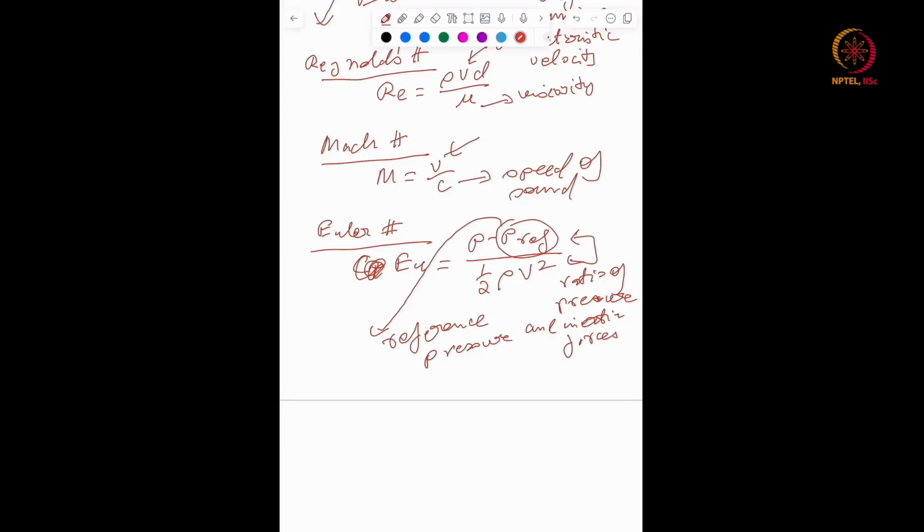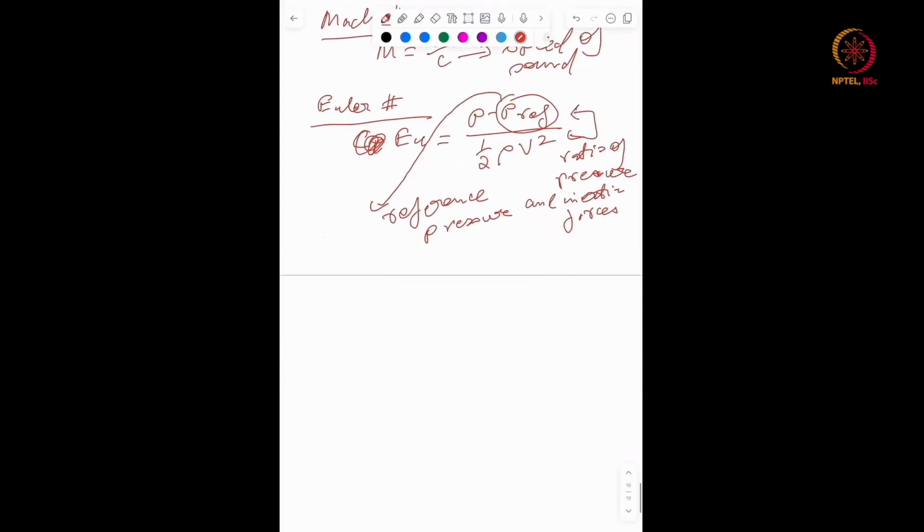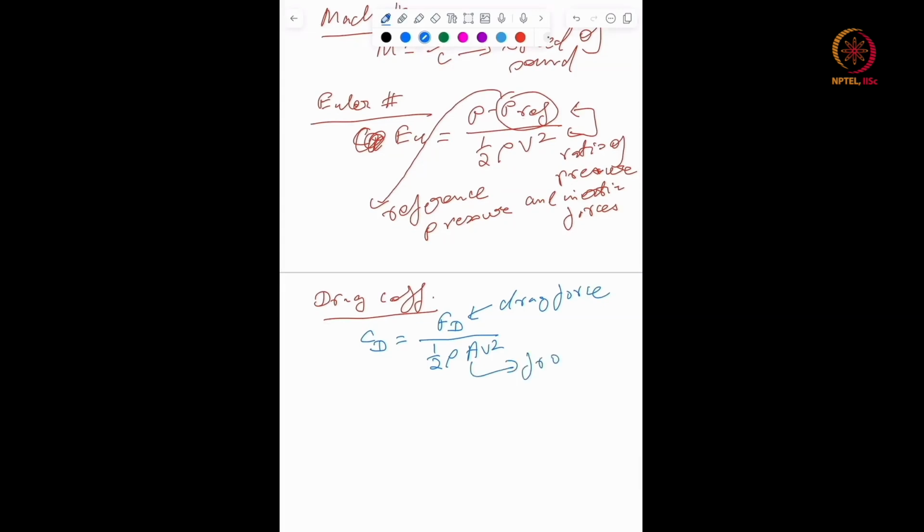Some of you, it can also be defined as half of the pressure coefficient, so you can call it the pressure coefficient also. Then, of course, there is the drag coefficient. The drag coefficient is written as CD, which is equal to FD divided by half rho A V square. So FD is the drag force, and A is the frontal area.